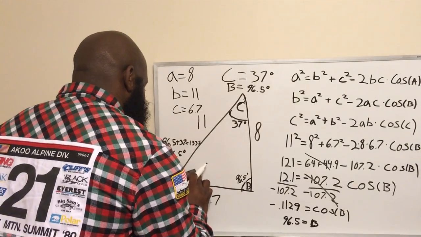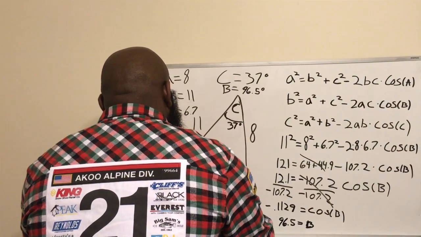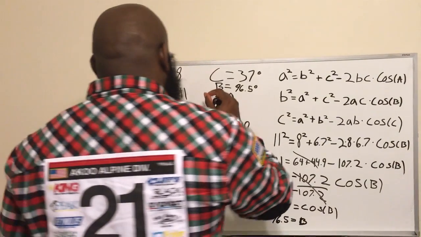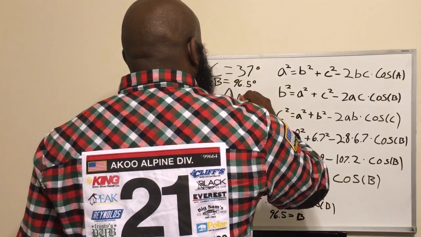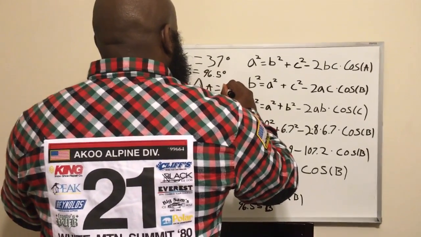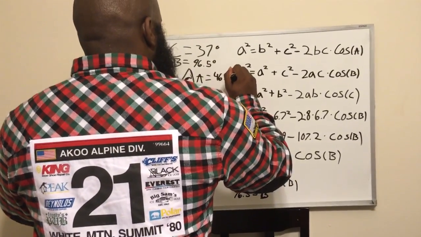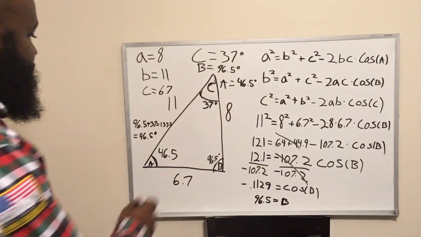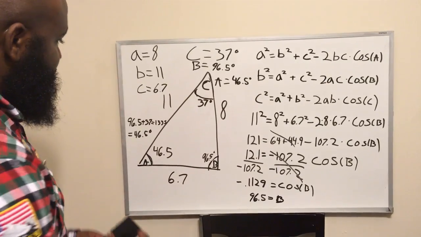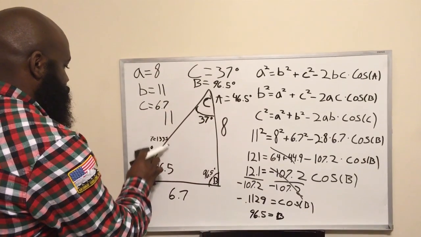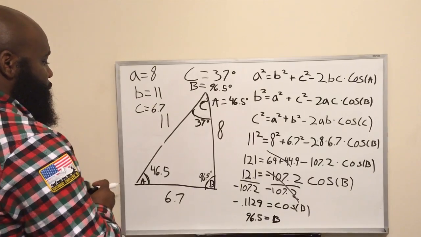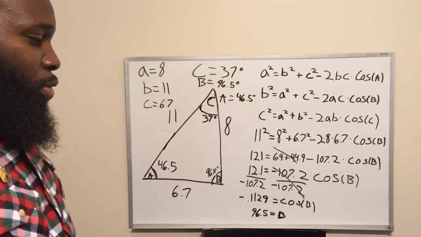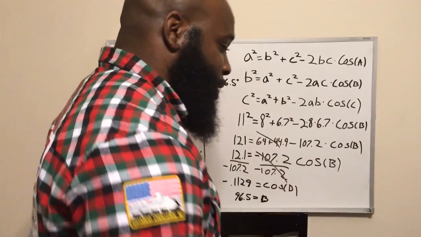So there you have it. You have all your sides and all your angles. So that's the law of cosine. I'm going to do one more example.